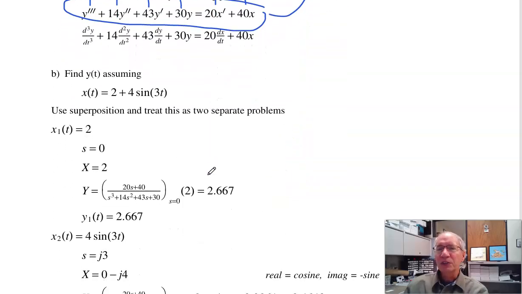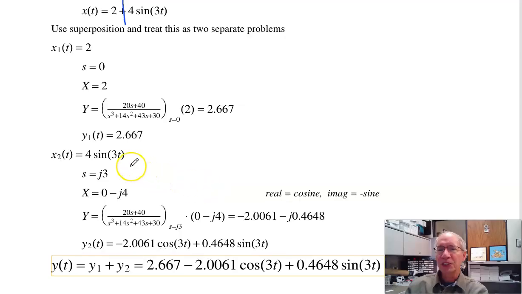The reason I use the transfer function is it makes analysis a whole lot easier. Suppose my input is a constant and a sine wave. Here I'll use superposition, treat that as two separate problems. When the input is a constant, x is 2, s is 0, DC. Here's the gain everywhere. What I care about is the gain at DC, at s equals 0, times the input at s equals 0 gives you the output.